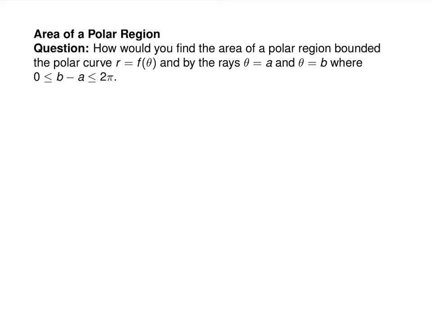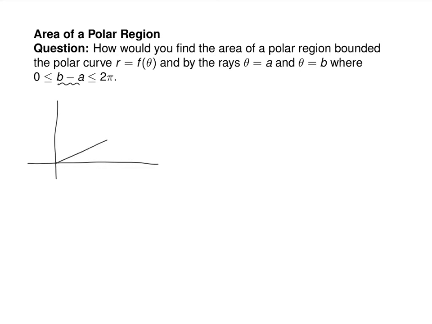So the first question is, how would you find the area of a polar region bounded by some polar curve and two rays? So A equals theta and B equals theta, where the difference between B and A is between 0 and 2 pi. So that assumption means that the ray B is bigger than, greater angle than A.